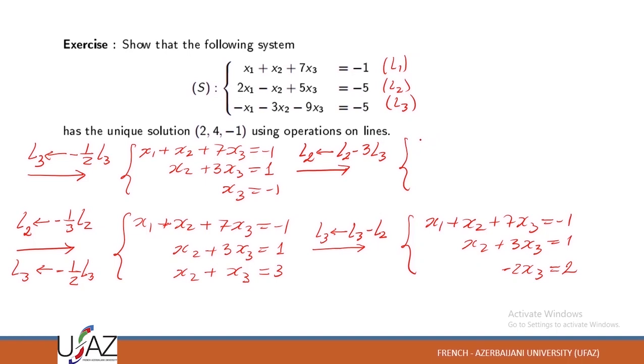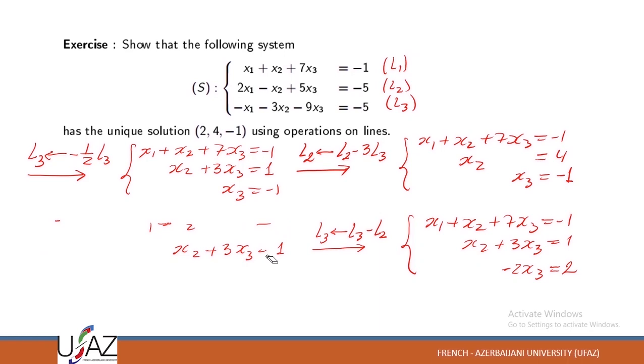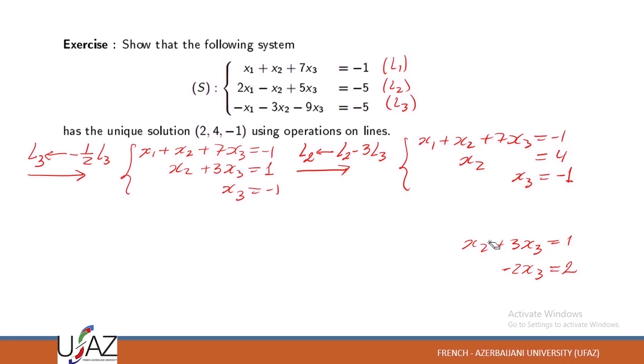x1 plus x2 plus 7x3 is minus 1, x2 is 4, and x3 is minus 1. Then I'll cancel 7. In order to cancel 7, I will use this elementary operation. Instead of L1, L1 minus 7 L3.